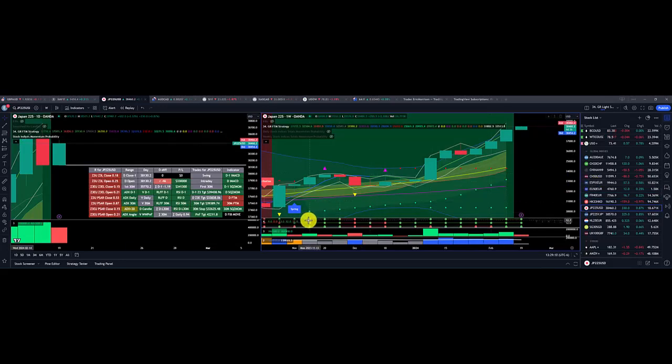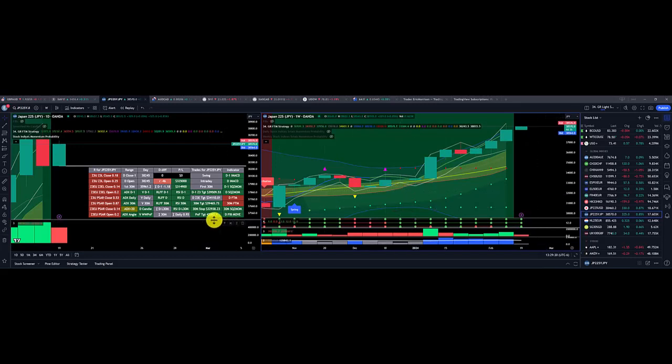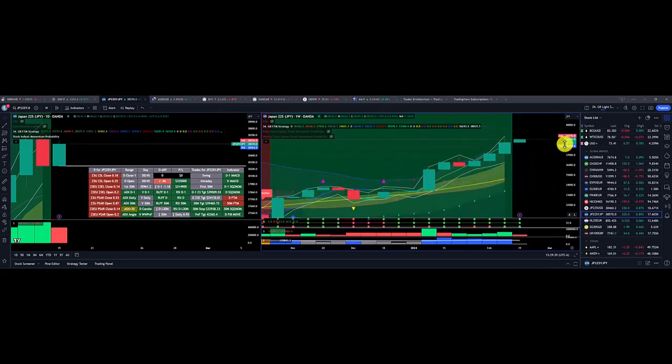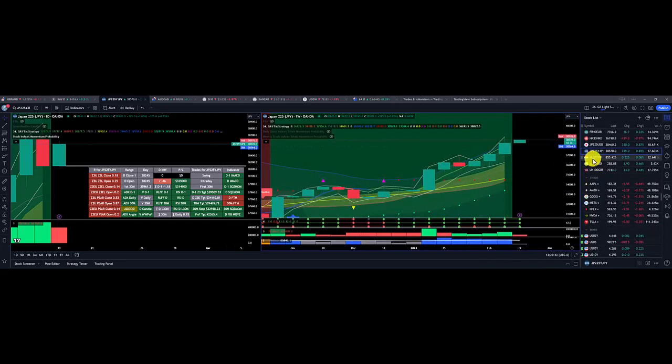We have a nice point and figure target for the Nikkei of 42,211 to the upside. In the yen, it's 42,365, all to the upside. So right now we're at 38. Continued price action to the upside for Japanese markets.